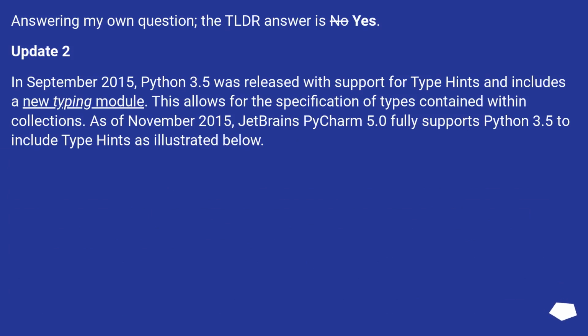Yes. Update 2. In September 2015, Python 3.5 was released with support for type hints and includes a new typing module. This allows for the specification of types contained within collections. As of November 2015, JetBrains PyCharm 5.0 fully supports Python 3.5, including type hints, as illustrated below.